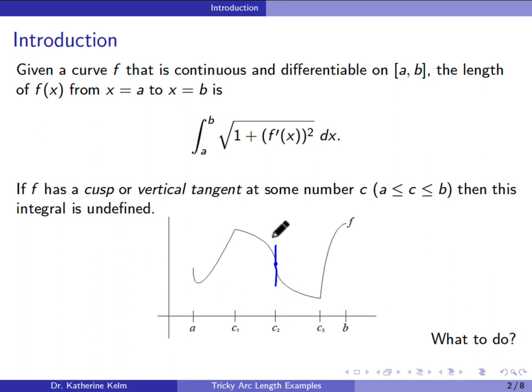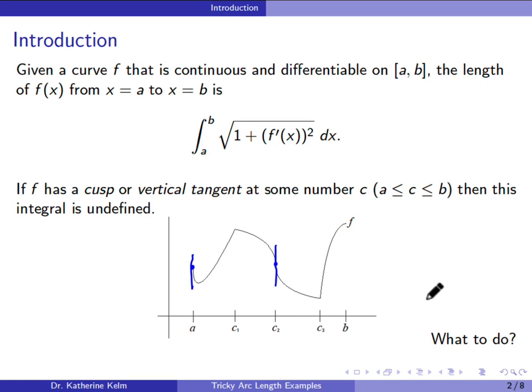A bigger problem is going to be at c2 and at a, where we have vertical tangents. The slope of a vertical line is undefined. So if we have a vertical tangent, the derivative represents the slope of the tangent line. So when the tangent line is vertical, the derivative is undefined there. So this formula is a problem there. Similarly at a here, we can see that this tangent line goes vertical right there at a. So the derivative is undefined there too.